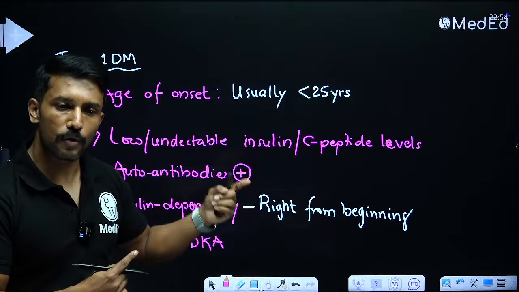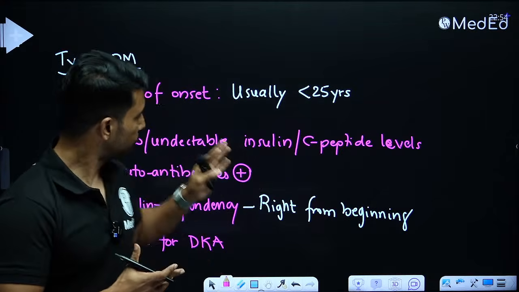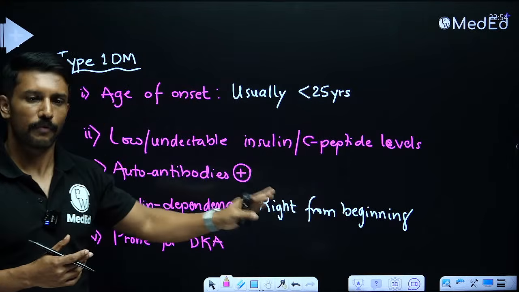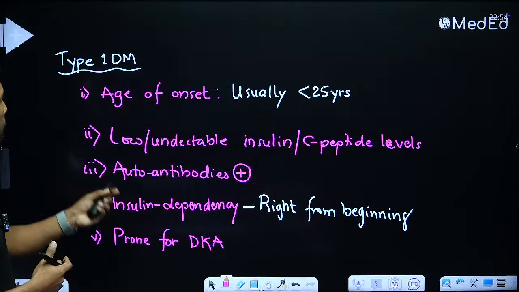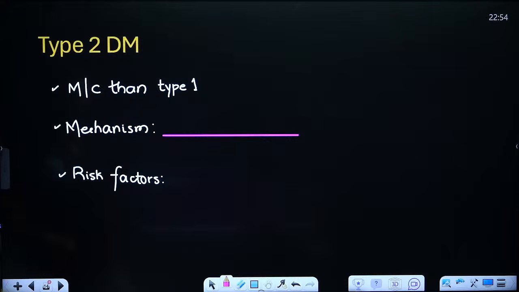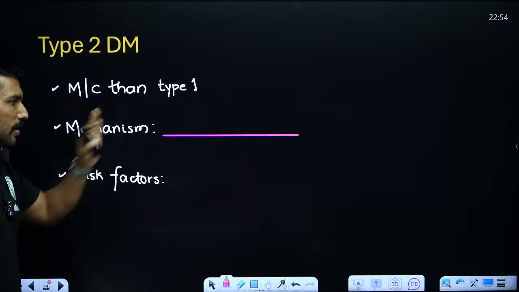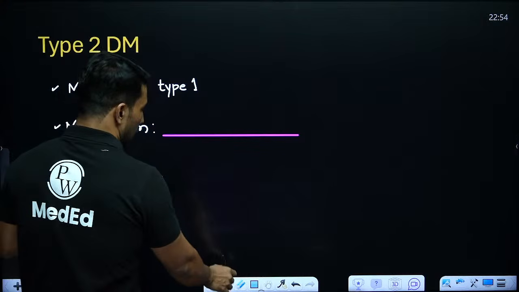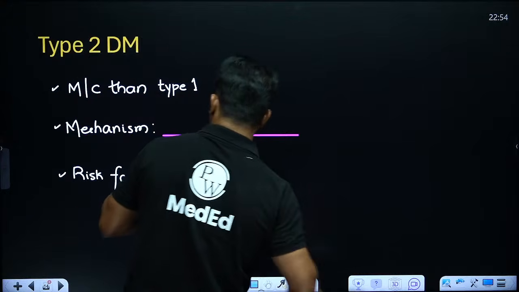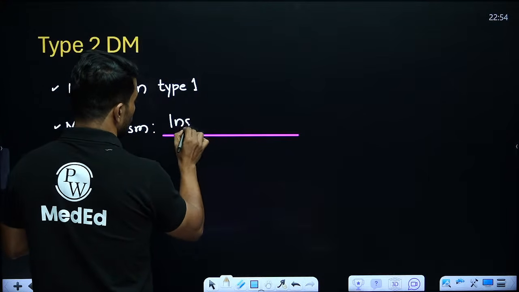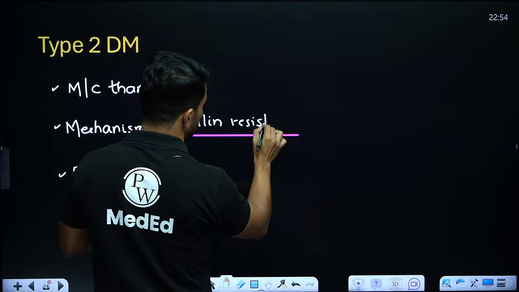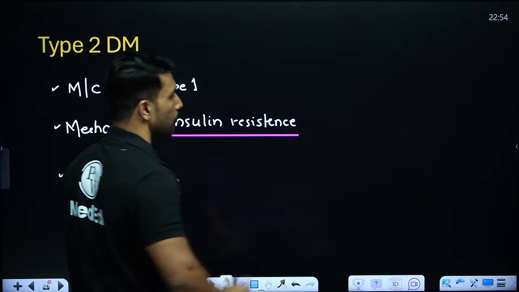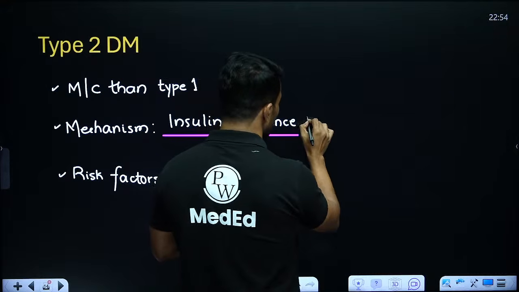Now from here we will go to type 2, and for type 2 we will study in comparison. Few points, if we can compare with type 1, we will be able to remember things better. So what is type 2? Type 2 is definitely more common than type 1. And the mechanism here, as we have already discussed, the main mechanism is insulin resistance. But as the disease progresses, there is also destruction of pancreatic beta cells. So that's the main mechanism.